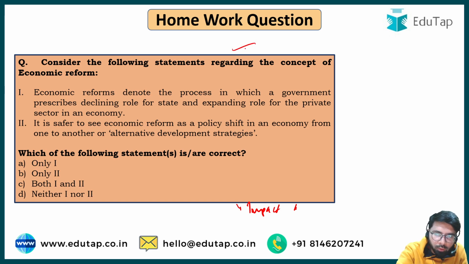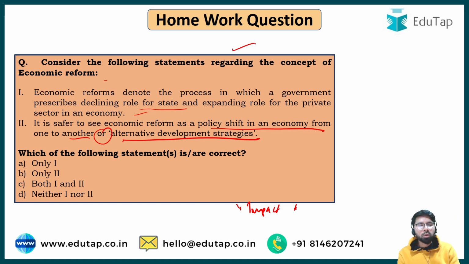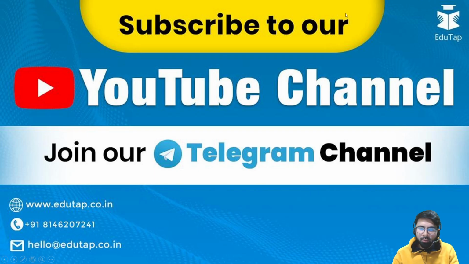Before winding up this session, there is a homework question for you. Consider the following statement regarding the concept of economic reforms. Economic reforms denote the process in which a government prescribes a declining role for the state and an expanding role for the private sector in the economy. It is safer to see economic reform as a policy shift in an economy from one to another, or an alternative development strategy. Answer this question in the comment section below. We will discuss it in the next session.